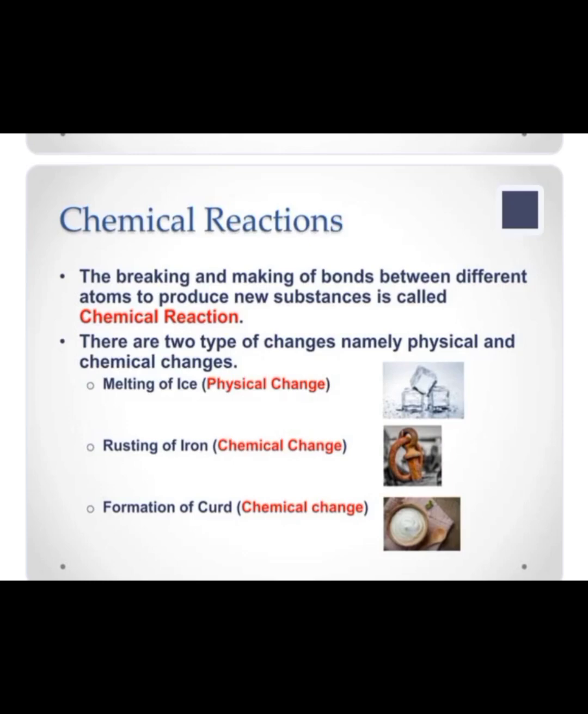So there are examples like melting of ice, rusting of iron, and formation of curd. These are the examples which involve the physical and chemical change, and both the changes are included in the chemical reactions, that is depicted by the symbols of the elements while writing a chemical equation.